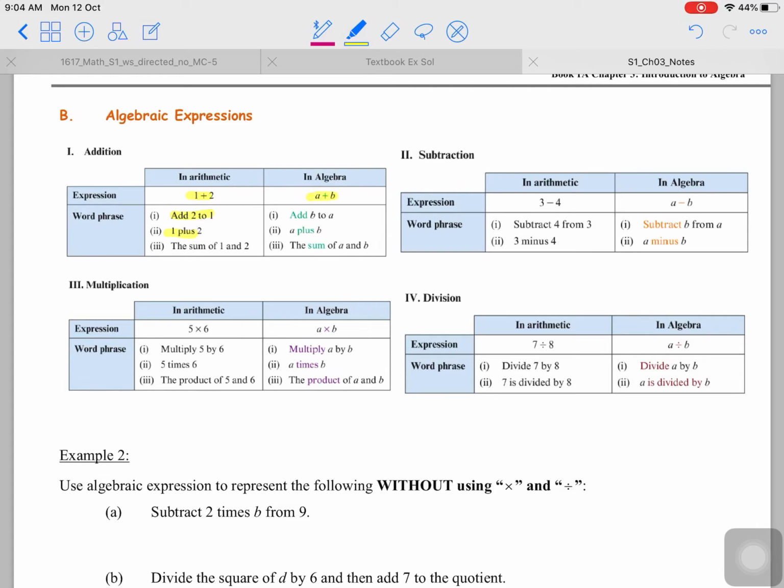So we're trying to apply it in algebra. For example, this one, we can say a plus b, or add b to a. Or you can use the words the sum of a and b. The sum of a and b means a plus b.